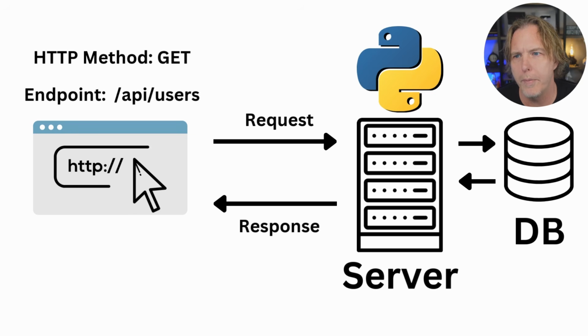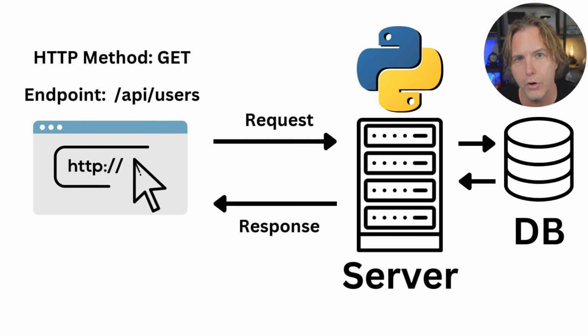And the typical method we would send from a browser would be the get method, but there are other methods as well. We send post when we actually want to post new data, we send put or patch when we want to update data, and we send delete when we want to delete data.